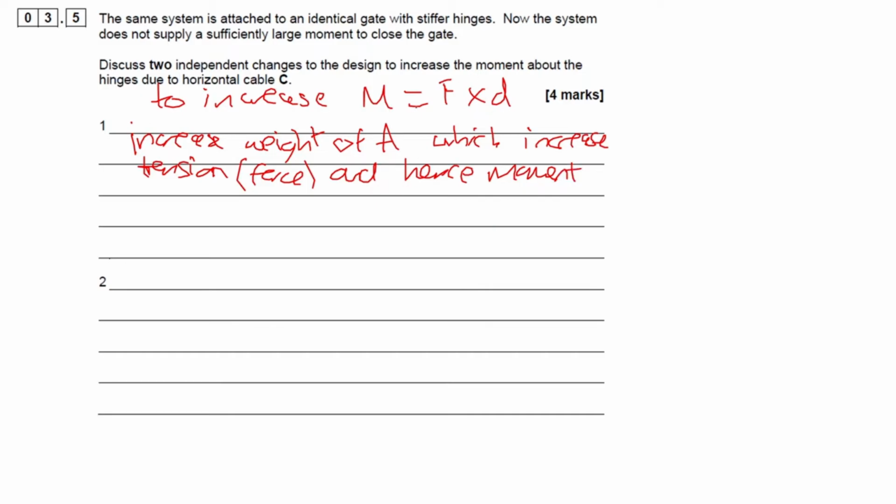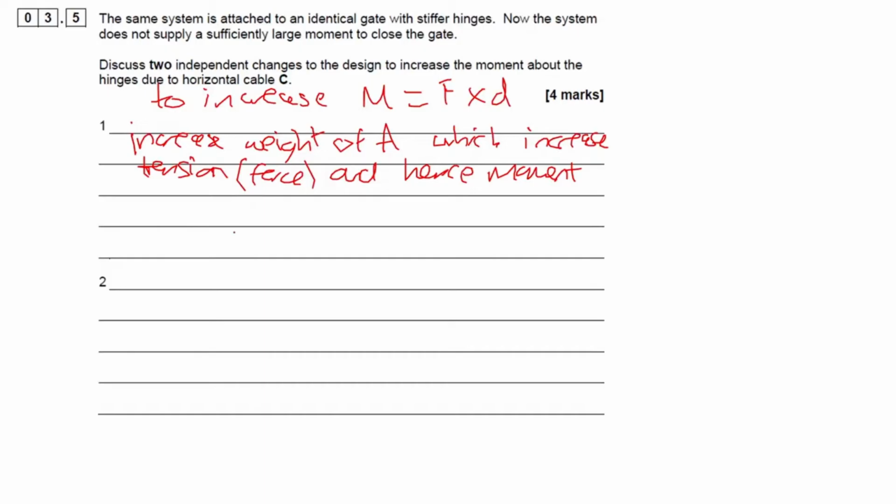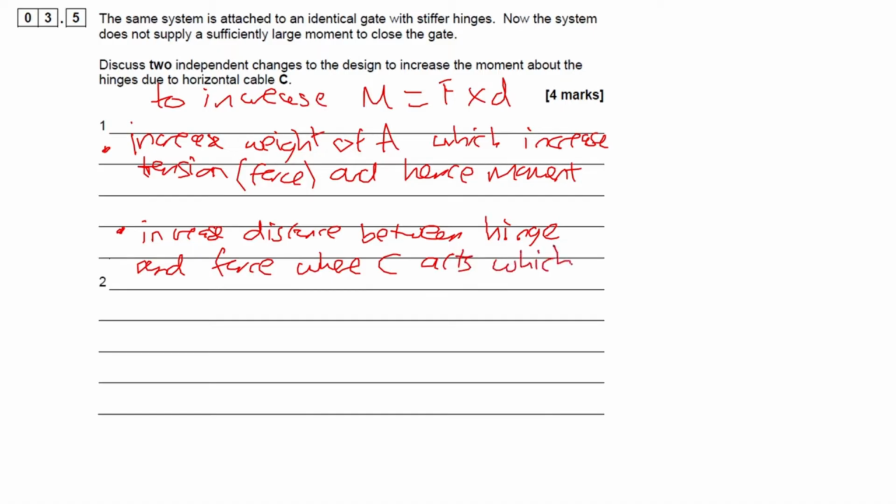The other thing we do, looking at this equation, well, how can I increase D? How do I make D bigger, the distance between the pivot and that point where the force acts? Well, what if I move the force a bit further along and I had it here? If I had it here, my perpendicular distance will increase, right? So therefore, another change you could do is increase distance between the hinge and force where C acts, which increases the moment again.